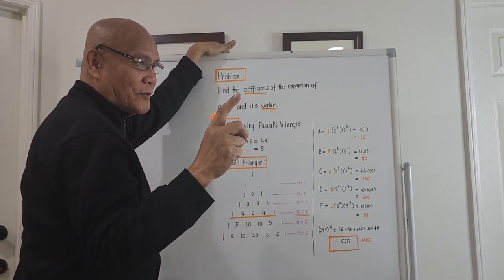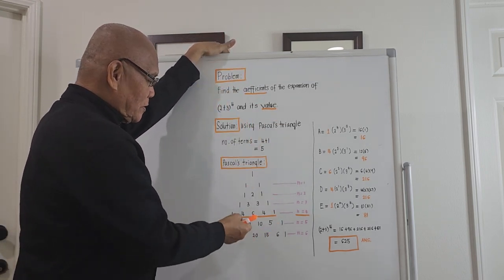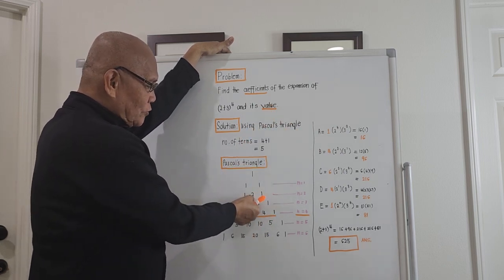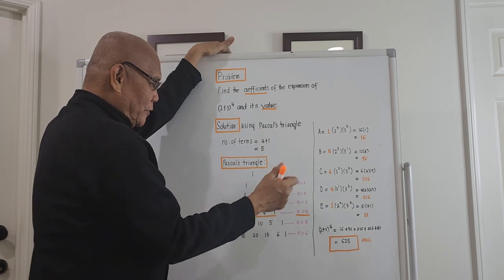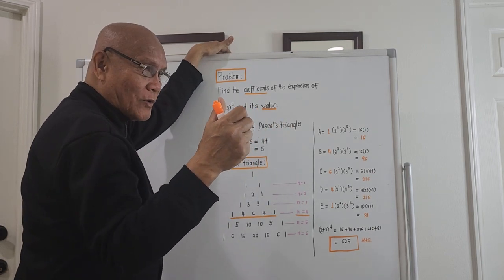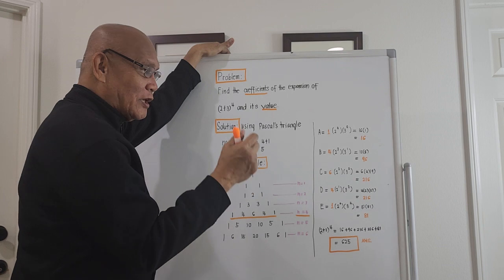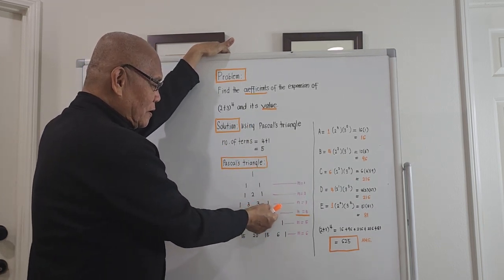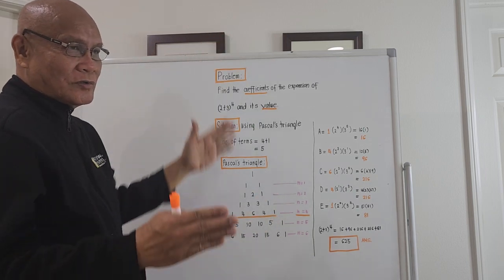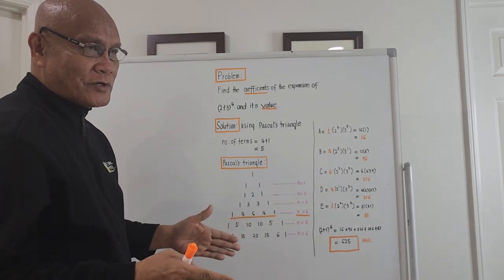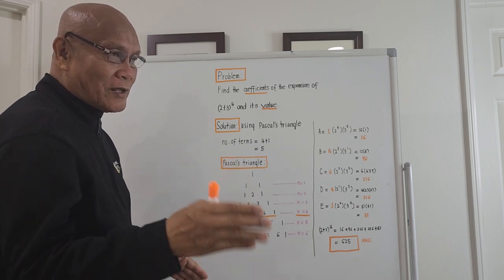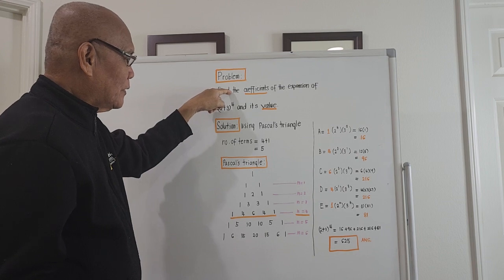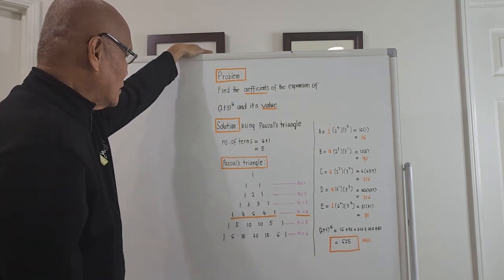Example, if the power n is equal to 2, the coefficients of the expansion will be 1, 2, and 1. If the power n is equal to 3, the coefficients of the expansion will be 1, 3, 3, and 1. So the problem is just asking for the coefficients of the expansion. We are given the binomial (2 + 3) raised to the 4th power. Okay, let's try to bring out the solution.